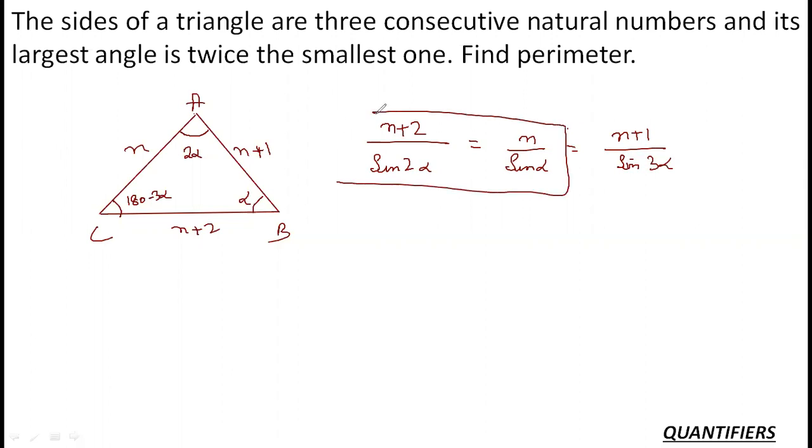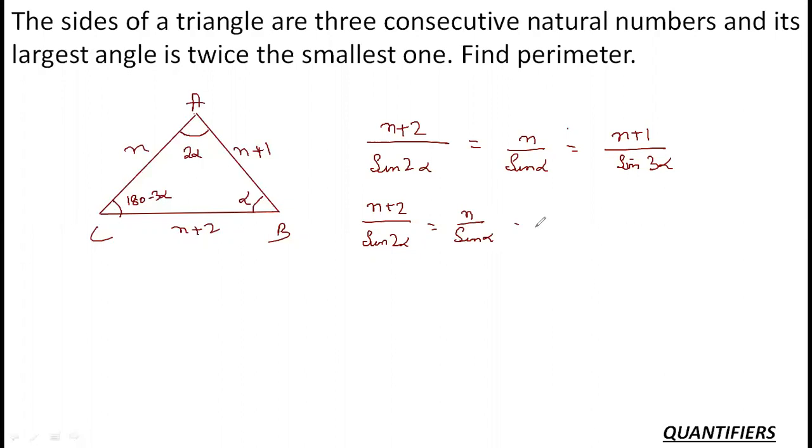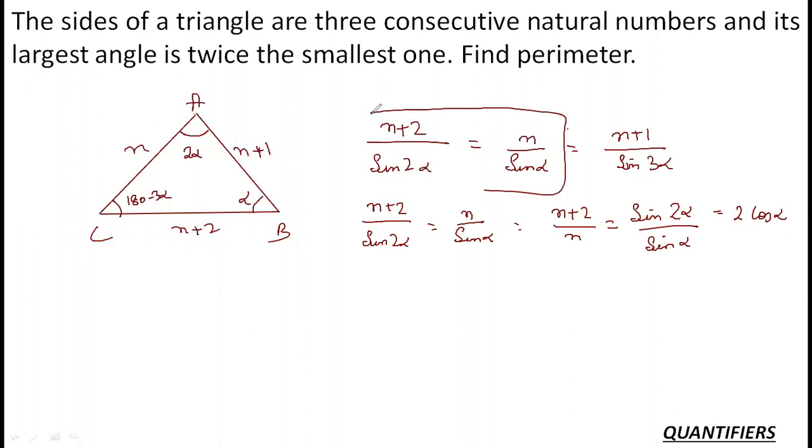Let me just equate these two. So if I equate these two, what am I getting? n plus 2 upon sine 2 alpha is equal to n upon sine alpha, which is nothing but n plus 2 upon n is equal to sine 2 alpha upon sine alpha. Now what is sine 2 theta? 2 sine theta cos theta. So sine 2 alpha is nothing but 2 sine alpha cos alpha. So it is nothing but 2 cos alpha, right? So n plus 2 upon n is equal to 2 cos alpha. This result I got when I equated these two.